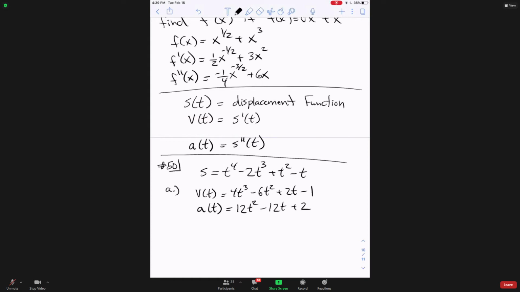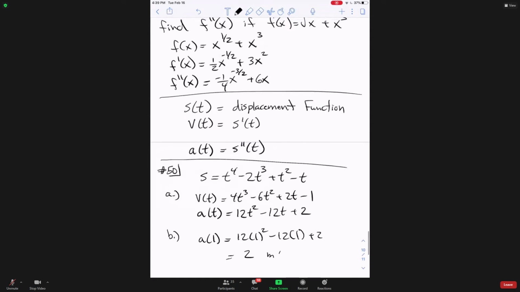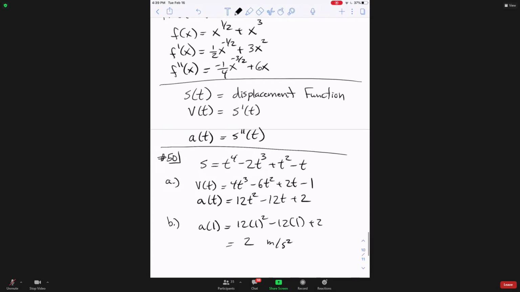Now in part B, they asked, find the acceleration after 1 second. So basically they're asking you to plug in 1 into the acceleration function. So we got 12 minus 12, which is 0, plus 2 is 2, and it's meters per second squared. Your physics professor will explain units, but if velocity is meters per second, acceleration would be meters per second squared. This is what you would write it as. All right, and then C, they said graph it on a graphing calculator. We're not going to do that.